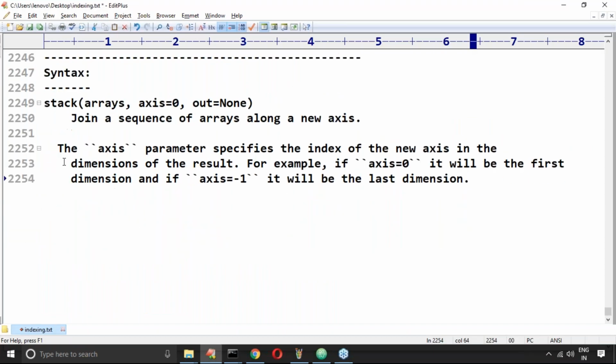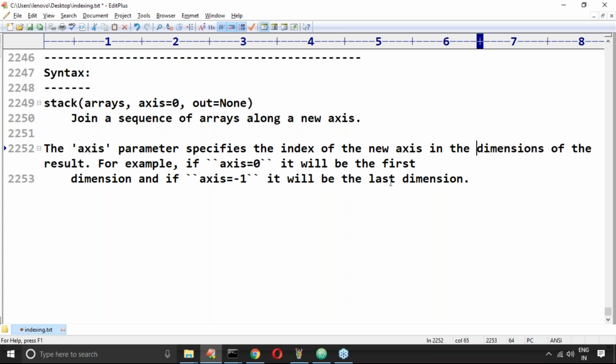Slowly you are going to understand this, so don't worry much about it, but you should have clear clarity. The axis parameter specifies the index of the new axis in the dimensions of the result. So here it is always talking about an axis in the newly created array, not an existing one.